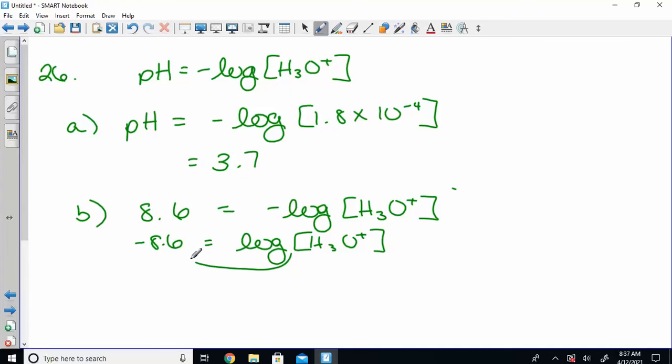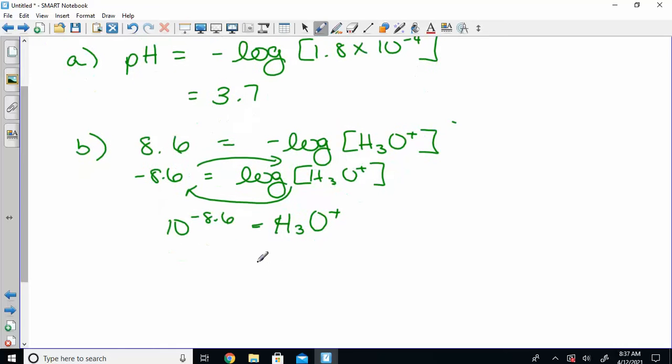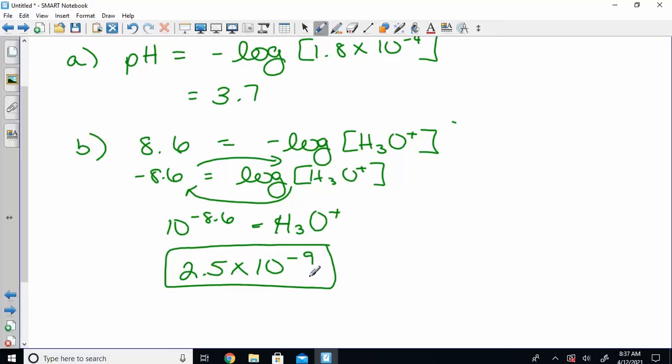Then if there's a log on one side, we change it to an exponential. What's the base of our log? So this is 10 to the -8.6 equals the H3O plus. So then if we type that in our calculator, we get 2.5 times 10 to the -9.